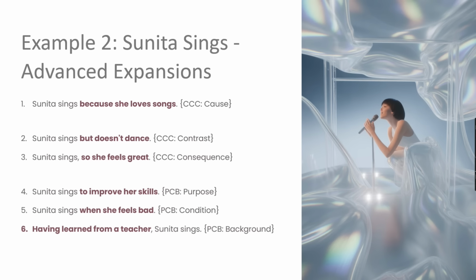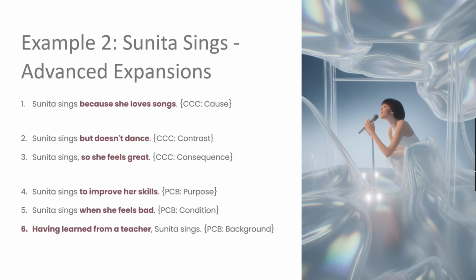Now, when we are adding logic to the sentence using CCC block, we are showing the cause. In the first sentence, we can see we are showing the cause. Why Sunita sings? What must be the reason of her singing? Well, Sunita sings because she loves songs. Now let's look at the second sentence. We are adding contrast. What is the opposing idea here? Sunita sings, but she doesn't dance.